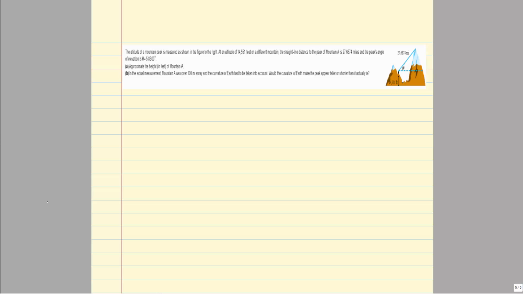Okay, so the straight line, the altitude is 14,551 on this bottom peak. So I'm going to blow this up a little bit. Starting at this point down to the base, we'll say the ground, is 14,551.